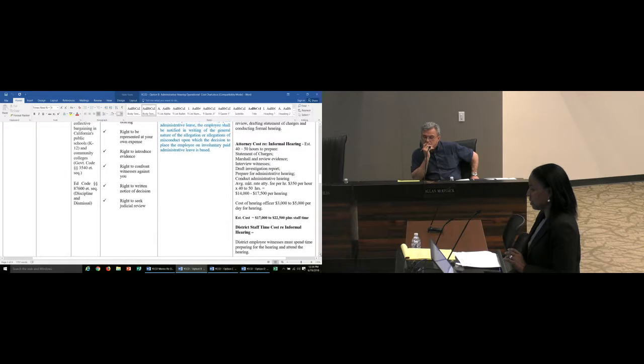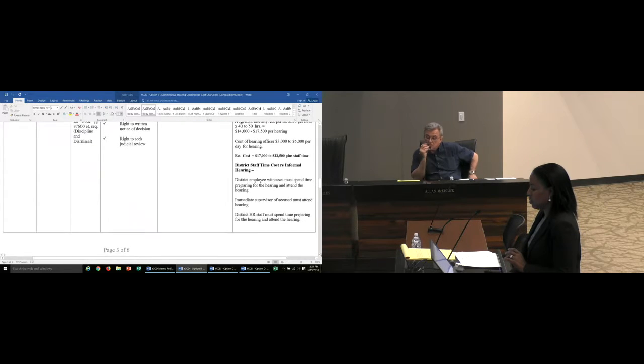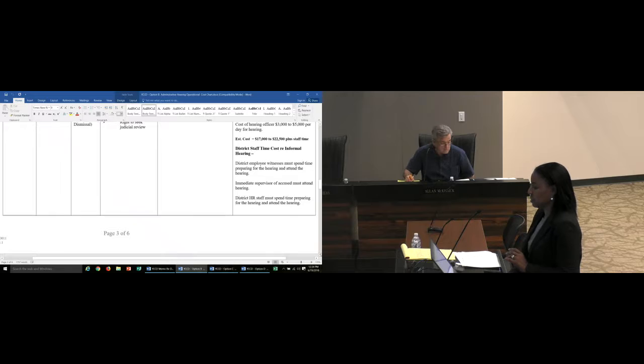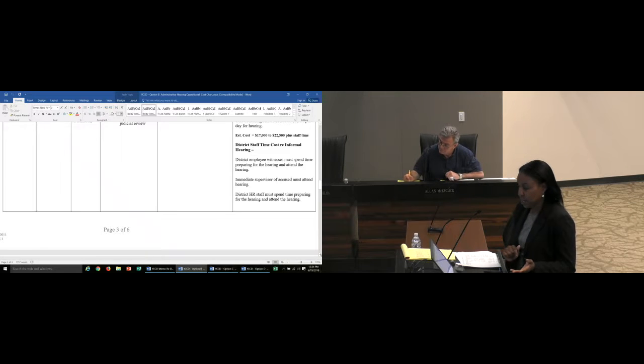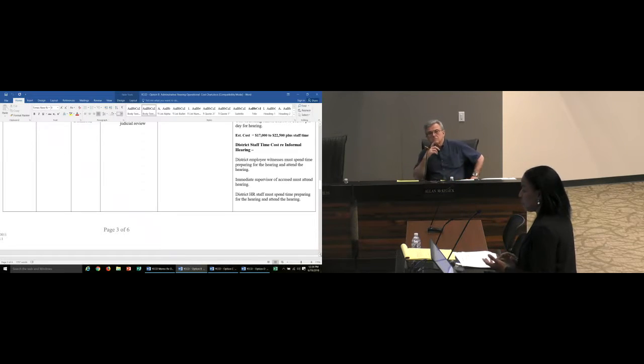There's also district time. Speaks somewhat to what Vice Chancellor LaGuardia was mentioning, that the district employee witnesses must spend time preparing for the hearing and attend the hearing. She was saying that there's staff time involved, and that if there's going to be an increase in the hearing process, then we have to consider what additional time that's going to take of staff. Immediate supervisor of accused must attend the hearing. HR staff must spend time preparing for the hearing and attend the hearing.